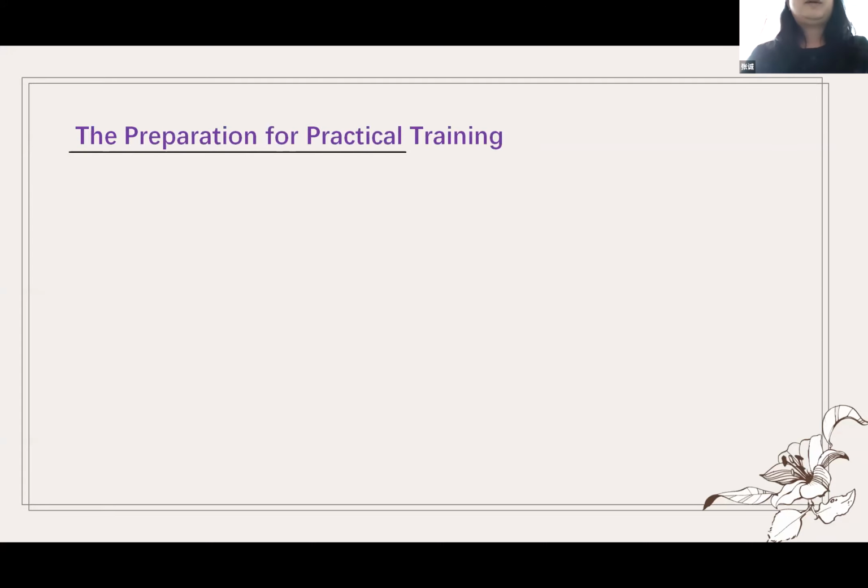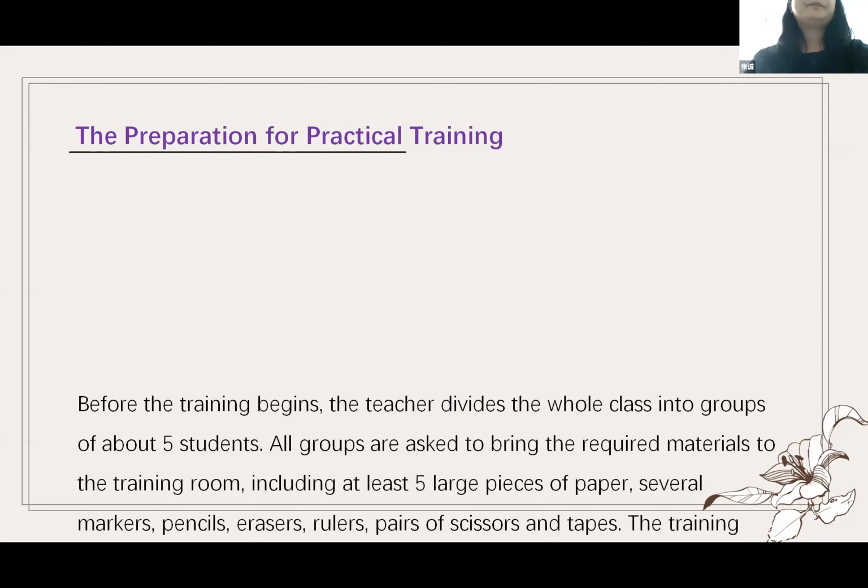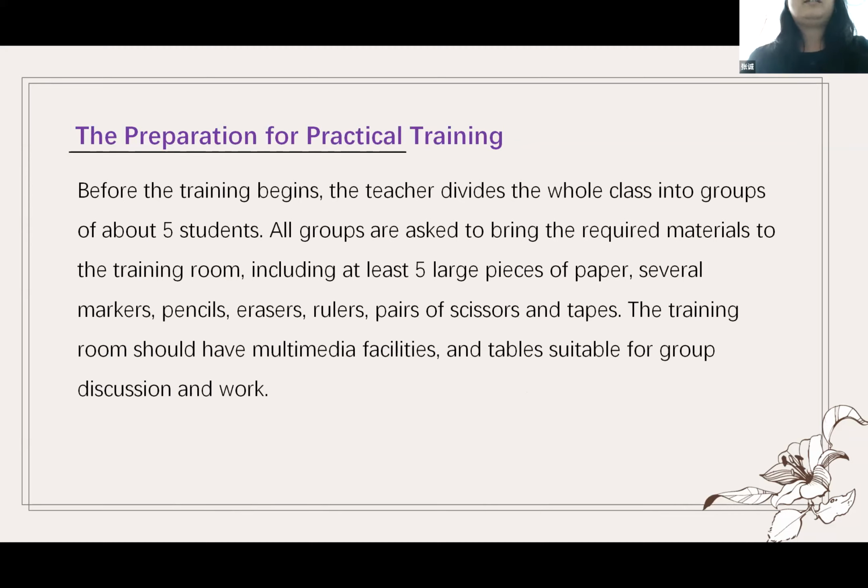And the next one is the preparation for practical training. Before the training begins, the teacher divides the whole class into groups, about 5 students. All groups are asked to bring the required materials to the training room, including at least 5 large pieces of paper, several markers, pencils, erasers, rulers, pairs of scissors, and tapes. The training room should have multimedia facilities and tables suitable for group discussion and work.